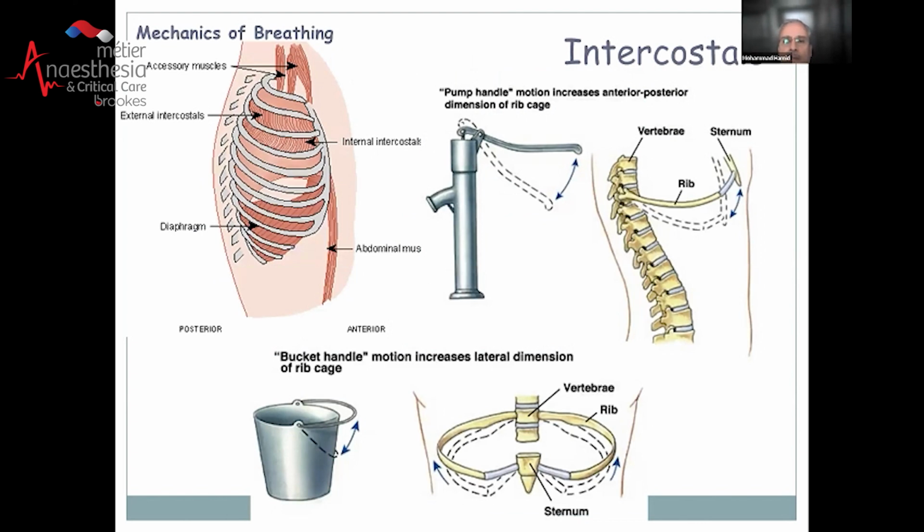So during inspiration and expiration, the thoracic cavity changes anterior-posteriorly and also laterally. Anterior-posterior movement is called the pump handle movement, where the sternum moves up and anteriorly, while laterally the movement is called the bucket handle movement, where the ribs move upward and also laterally. That causes the expansion of the lung.